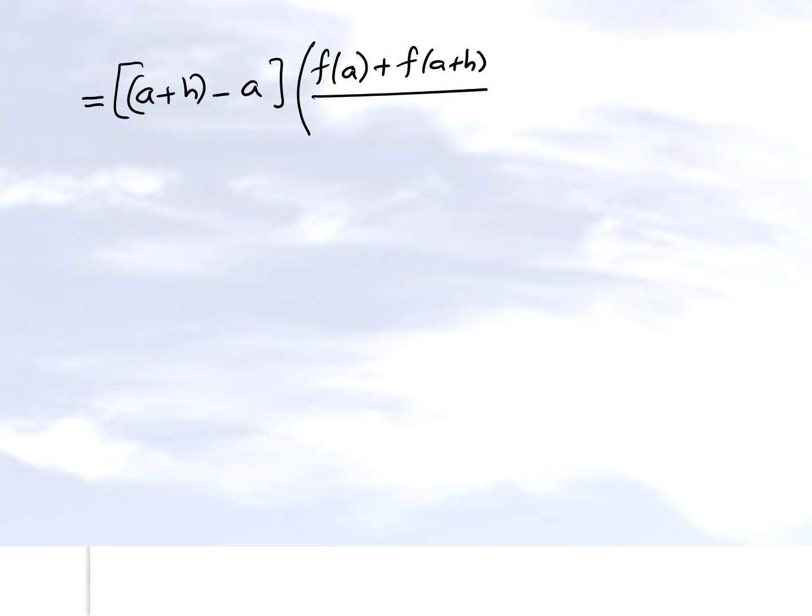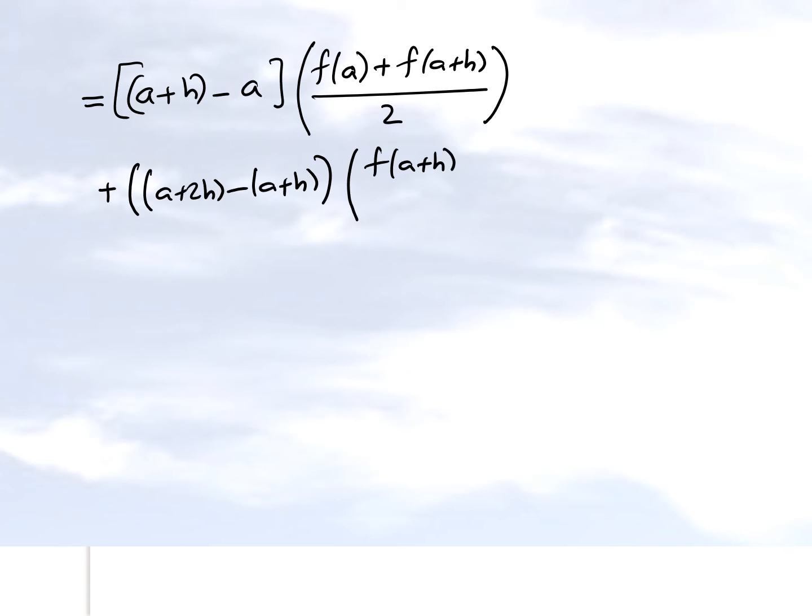So the first one is going to give me as follows: upper limit minus lower limit, times the value of the function at the lower limit plus the function value at the upper limit, divided by 2. That's the first one. The second one will be: what is the upper limit, which is a plus 2h, minus the lower limit a plus h, and then the average of the value of the function at the lower limit, which is this, and the upper limit, divided by 2.